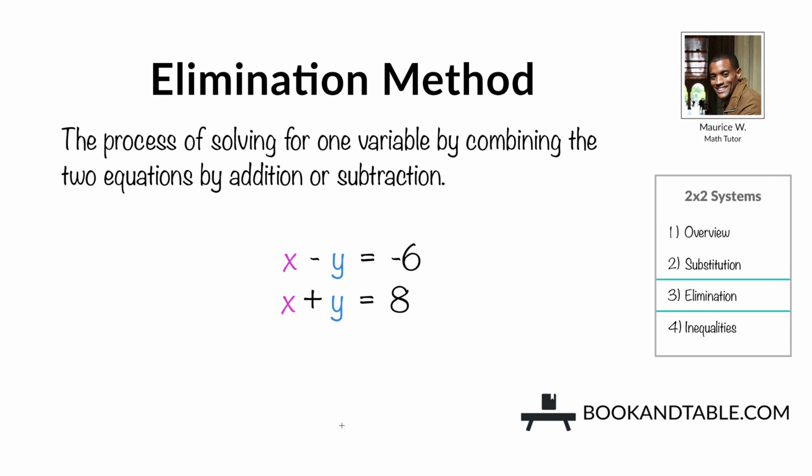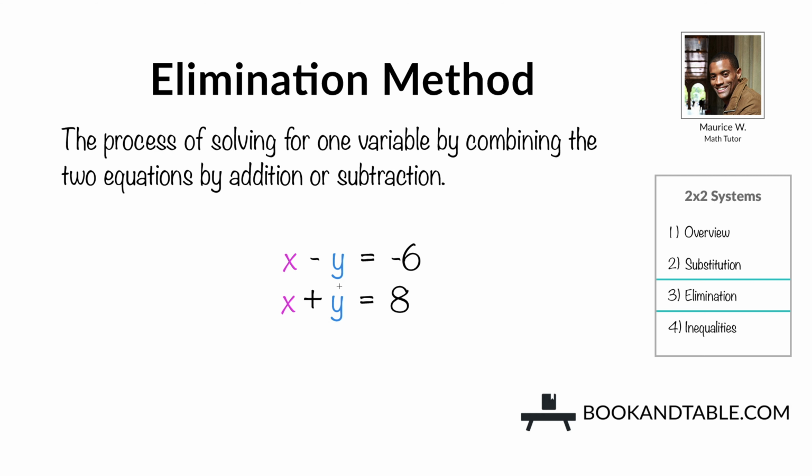Now, the elimination method is the process of solving for one variable by combining the two equations by addition or subtraction. So let's say you were given the 2 by 2 system, x minus y is equal to -6, and x plus y is equal to 8. Instead of isolating x or y in the first equation, and then plugging that expression into the second equation to solve for the second variable, instead we'll be adding or subtracting the two equations, and by doing so, the aim is to eliminate one of the two variables.